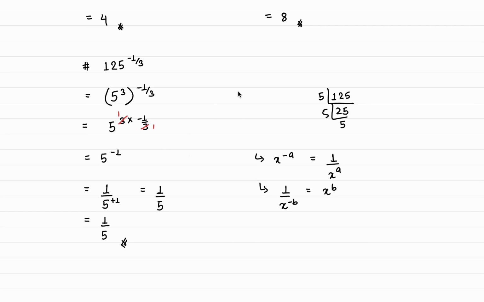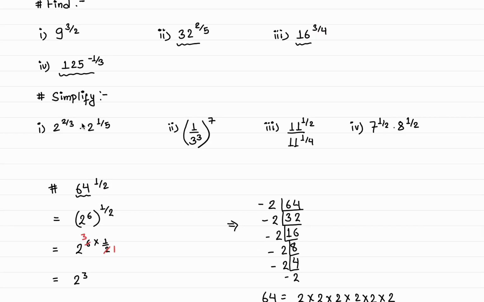Now let's look at our third type of questions. So our third type of question is actually simplify. We need to simplify these questions. It's also pretty easy, but you need to know how to add and subtract fractions, I guess. Let's look at the first question first. So we have 2 to the power 2 by 3 multiplied by 2 to the power 1 by 5.